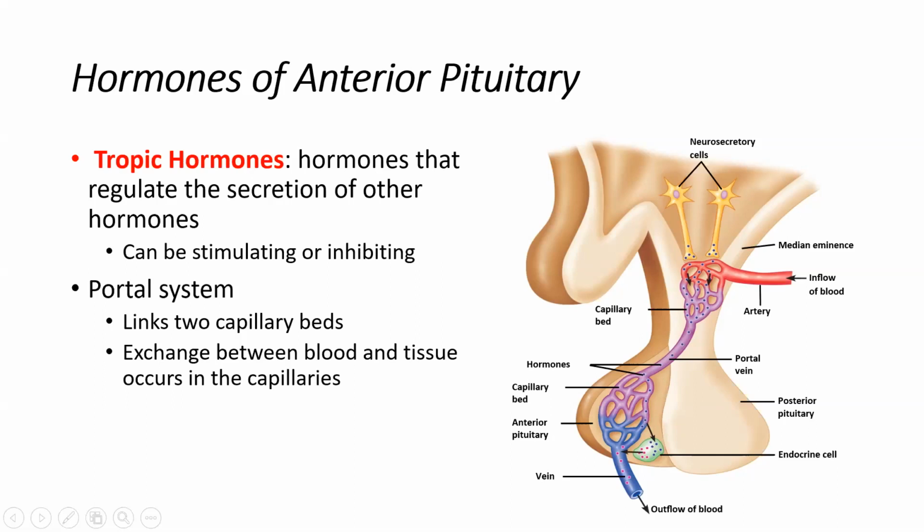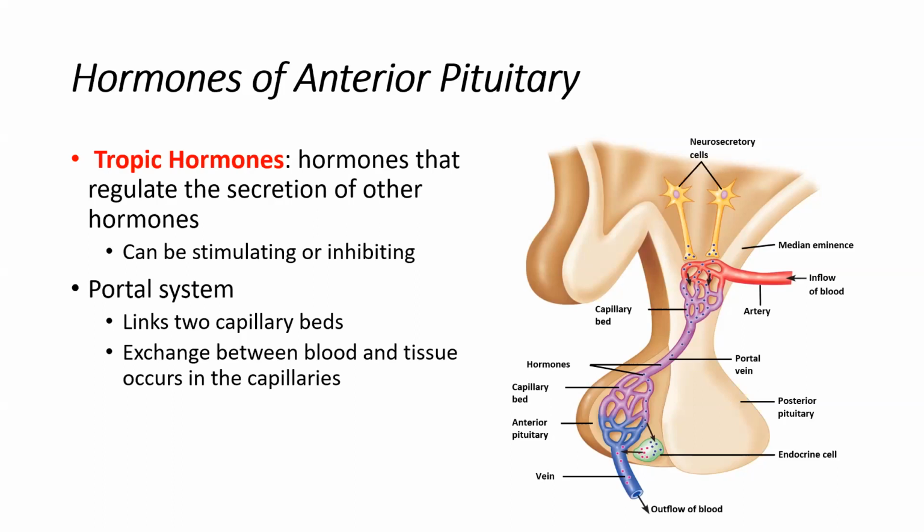Now, the purpose of having a portal system here in the anterior pituitary is so that the hormones that are released in the hypothalamus can be sent in this secondary capillary bed down to the anterior pituitary, and then they can be released into the blood. So the reason that we have this two capillary bed communication is to pick up those hormones from the hypothalamus, send them to the anterior pituitary, and then they can be released into the blood.